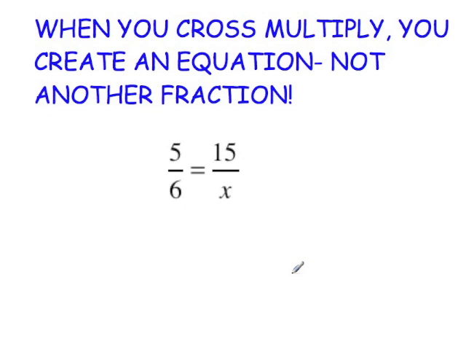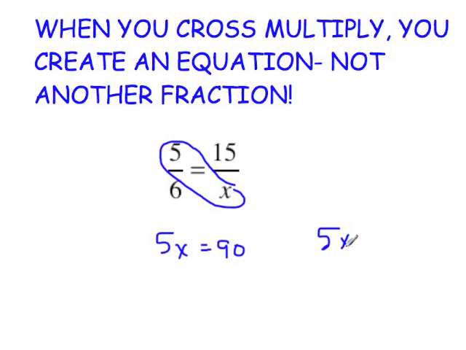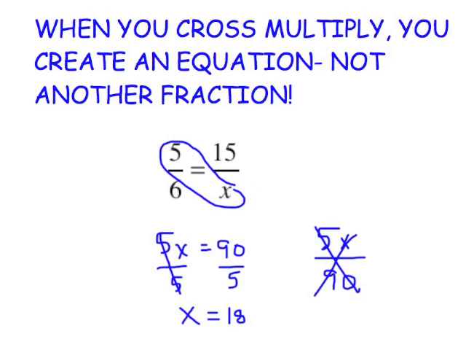Be careful, when you cross multiply, you are creating an equation, not another fraction. So when I multiply here, I get 5x equals 6 times 15, which is 90. A common mistake is for people to do 5 times x is 5x, and then do 6 times 15 is 90, but to write it as a fraction. At that point, you don't have an equation to solve, so don't make that mistake. Going back here to undo this little one-step equation, divide both sides by 5. The 5's cancel. I get x alone. 90 divided by 5 is 18.